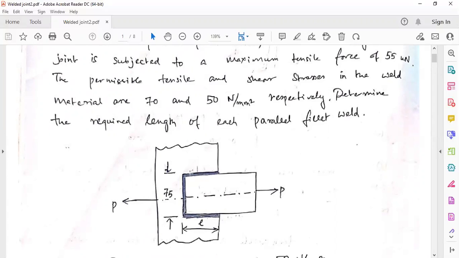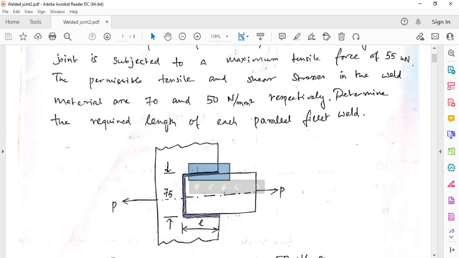So here it's kind of a lap joint only, okay. But here you can see that the pulling force is in this direction, okay. And this part of the weld is perpendicular to this force, and these two sides of the weld are parallel to the pulling force. So here actually we will have both parallel weld, okay, and transverse fillet weld. This is transverse and this is parallel, okay.